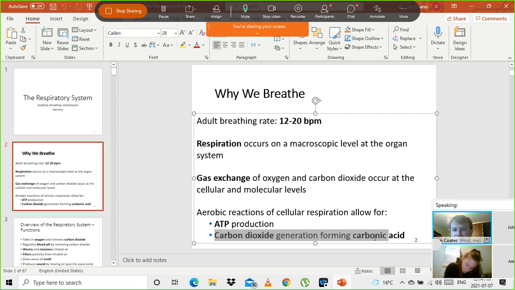Carbon dioxide, you're going to see it doesn't really come back to the lungs as carbon dioxide. It comes back as carbonic acid, which your body uses for blood pH, but we'll get there.